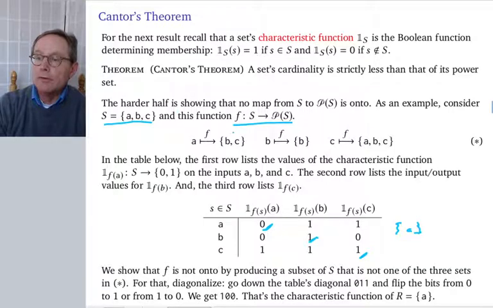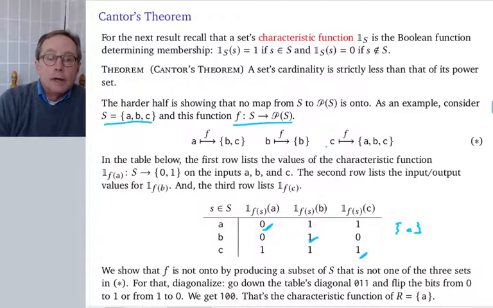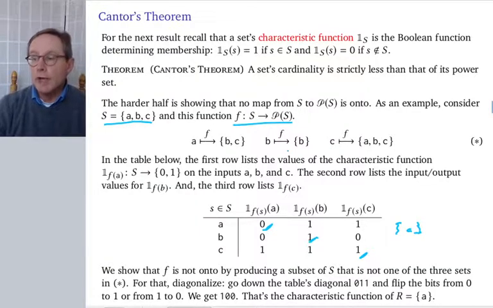And capital R is not the output of the function f. Capital R, this set right here that I got from diagonalizing down this table, is not f of little a, it's not f of little b, and it's not f of little c. So the function f is not onto, because I've produced a set that is not in its range. Okay, so that's the idea: I'm doing the same diagonalization trick that we just saw a minute ago, only now I'm doing it with these sets.